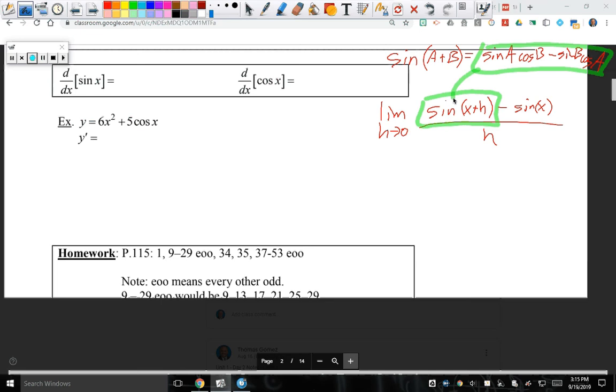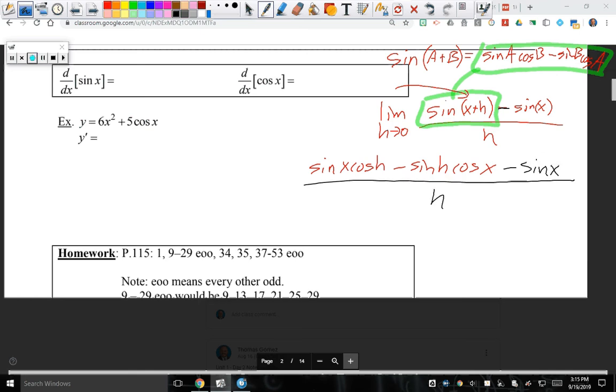So this right here would look like sine of x cosine of h, because that's what you're doing as far as the x plus h, minus sine of h cosine of x. You're still subtracting sine of x. It's still all over h, and it's still approaching 0. Do you see what's going on?